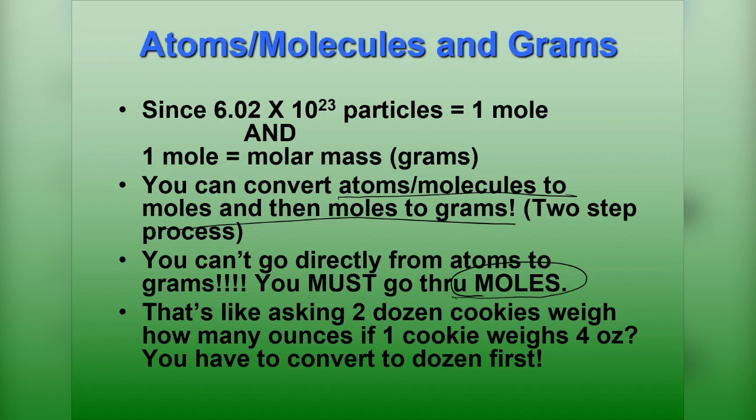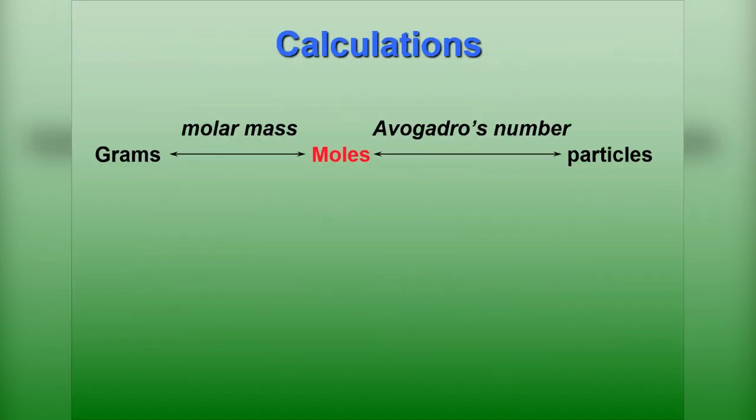That's like asking how many ounces 2 dozen cookies weigh. 1 cookie weighs 4 ounces. So you cannot find out until you know how many dozen. You convert them into dozens, because your rate has been given per dozen. Everything must go through moles. So write this line down somewhere. You will never make a mistake if you remember this.